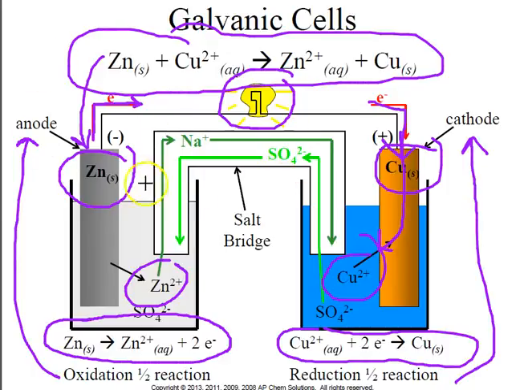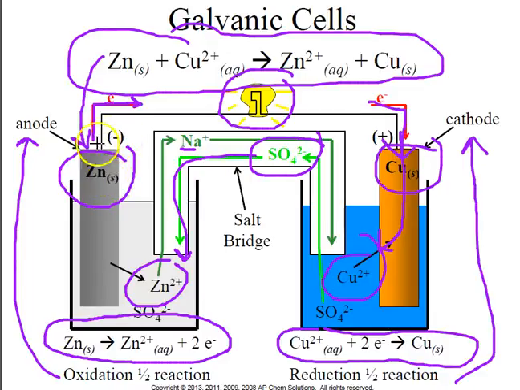So this salt bridge allows the charge to stay balanced. As those negative electrons move from the left to the right, the salt bridge will send negative ions in to replace that lost negative charge. In the salt bridge, in this one, we have sodium sulfate. It can be any ionic compound. It will send ions to balance the charge.